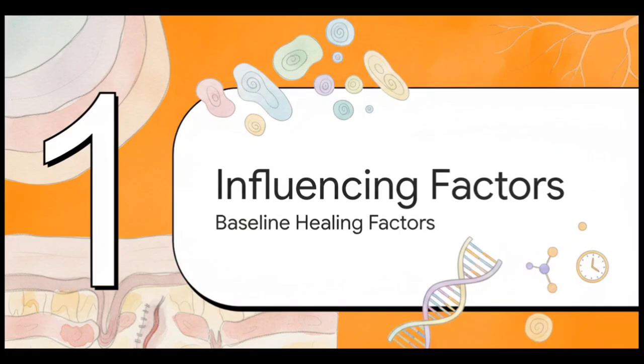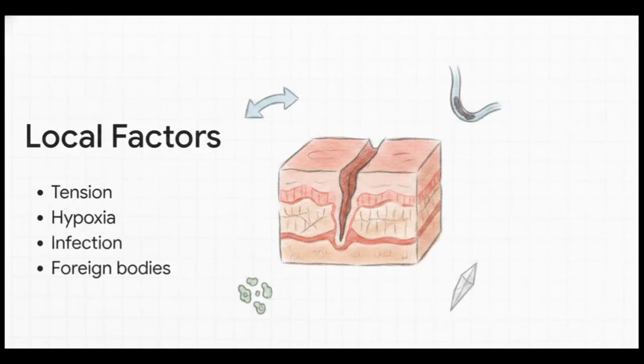You see, before a surgeon can even begin to manage a wound effectively, we absolutely have to understand the baseline factors that dictate how human tissue heals in the first place. First up, we have local factors. These are basically localized roadblocks right at the site of the injury that can stall or even totally prevent healing.